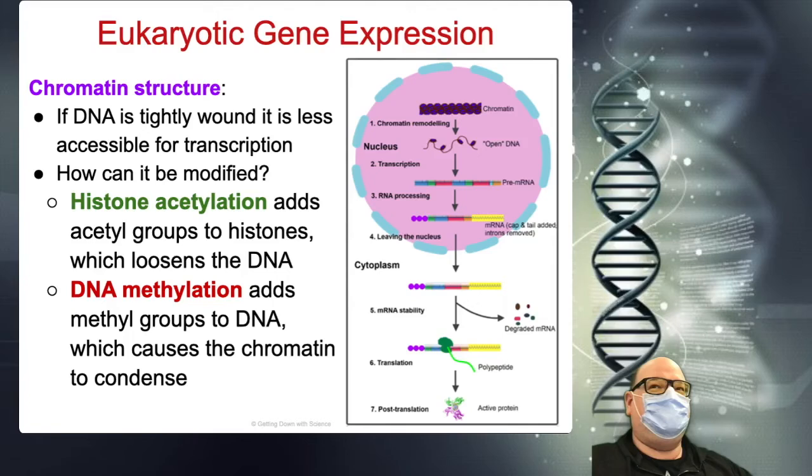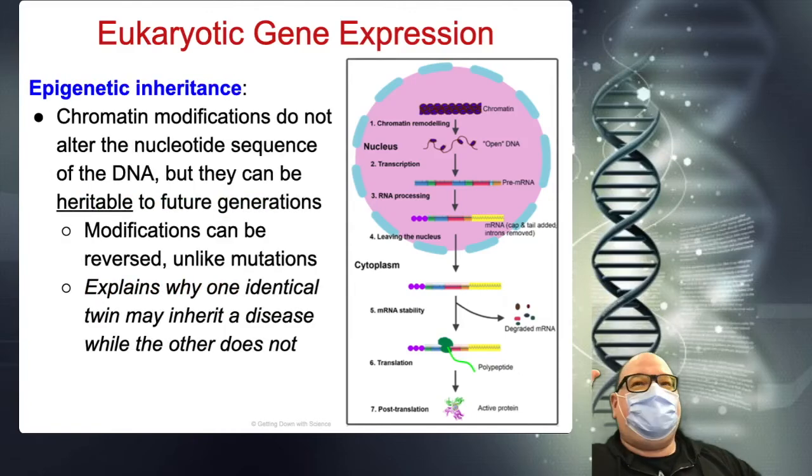Okay, so the first thing we have to do if we want to activate a gene is to get to the gene. To get to the gene, we have to loosen it. To loosen it, we have to use histone acetylation. Now we're going to start talking about something called epigenetics. This is why certain genes are expressed at certain times in certain amounts.